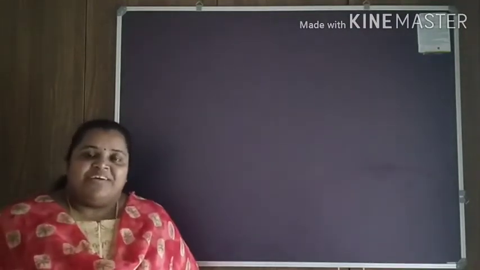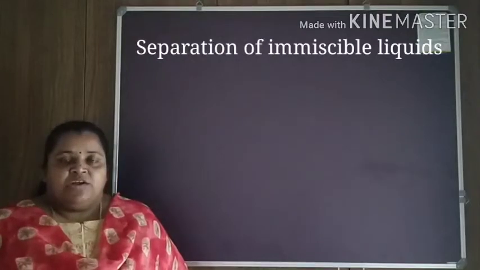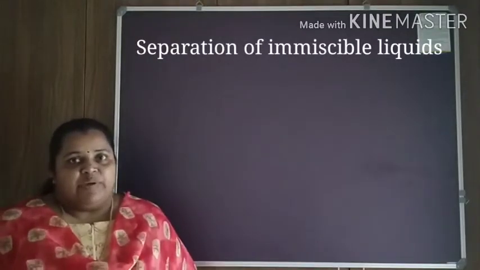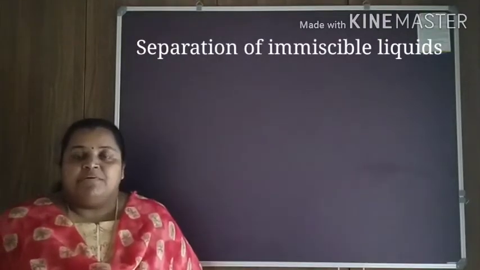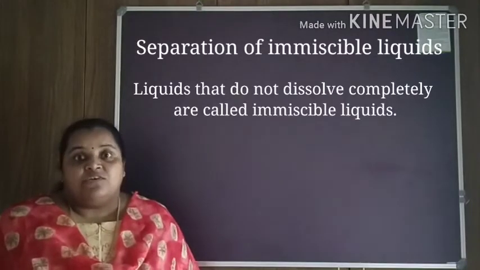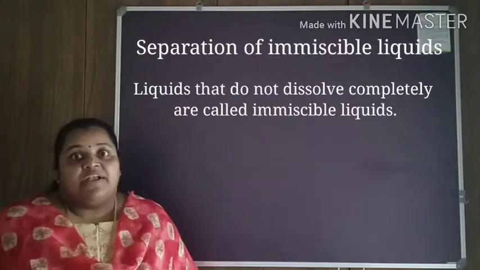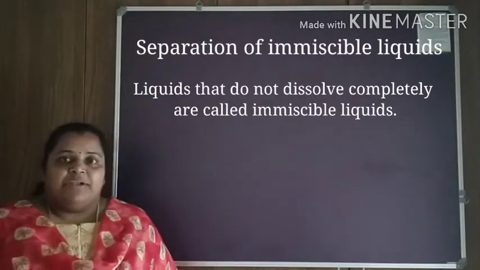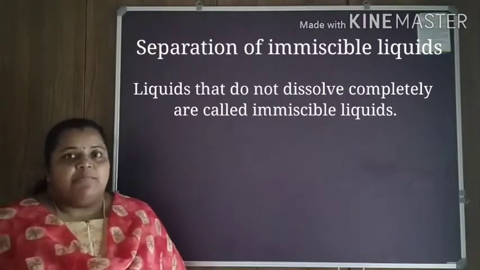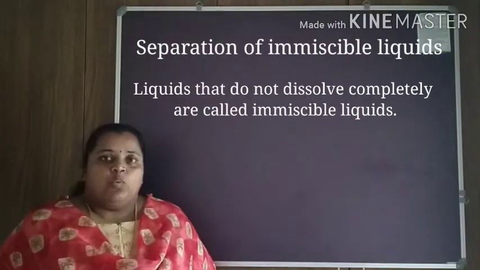The next topic is how we can separate two immiscible liquids. Immiscible liquids means those liquids that do not dissolve completely. Example, oil and water.